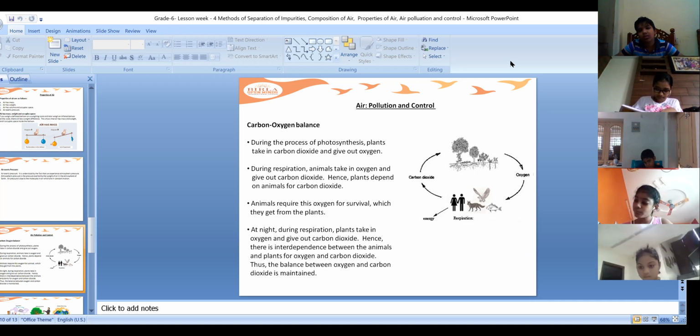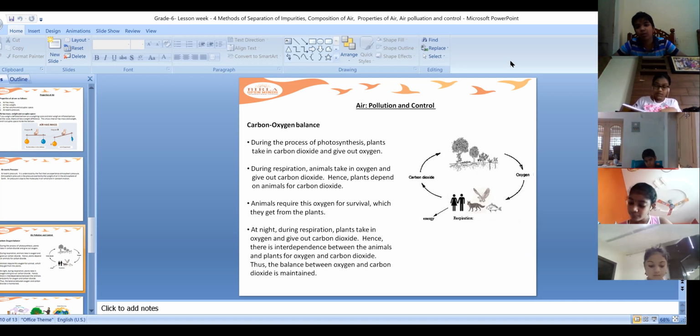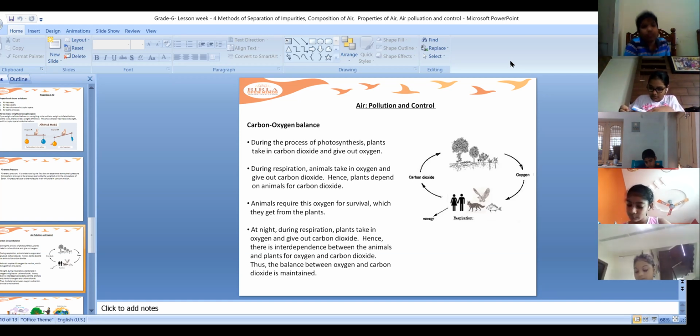If we cut off all the trees, if we remove all the trees, then what happens? Trees take in carbon dioxide and they give out oxygen. When there are no trees, from where will we get the oxygen? There will be a scarcity of oxygen, isn't it? So we have to plant more and more trees in order to maintain the balance of carbon and oxygen. This happens during the process of photosynthesis.